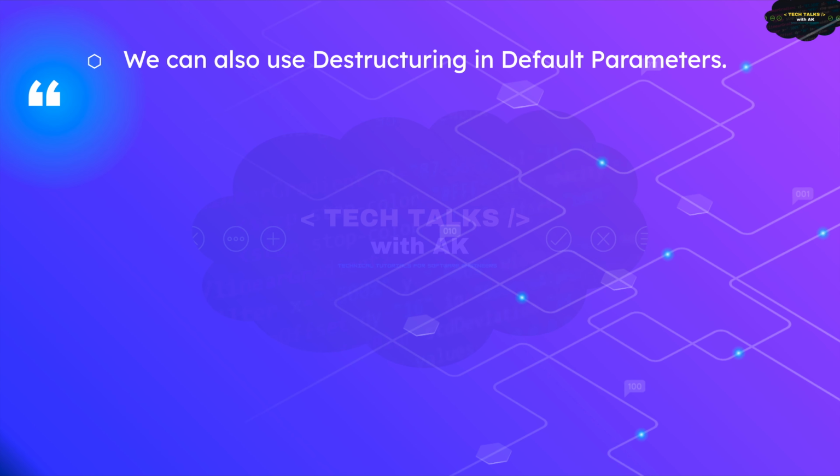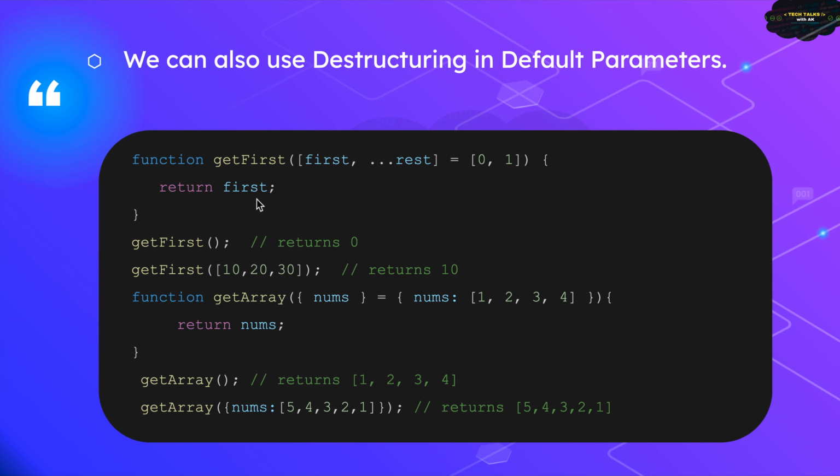We can also use destructuring in default parameters. Let's look at the example. So in this example, getFirst has default values, which is [0, 1]. If we just call this function without parameters, it returns 0 because the first value is 0. If we call getFirst with some other array, then it returns the first value of that array.